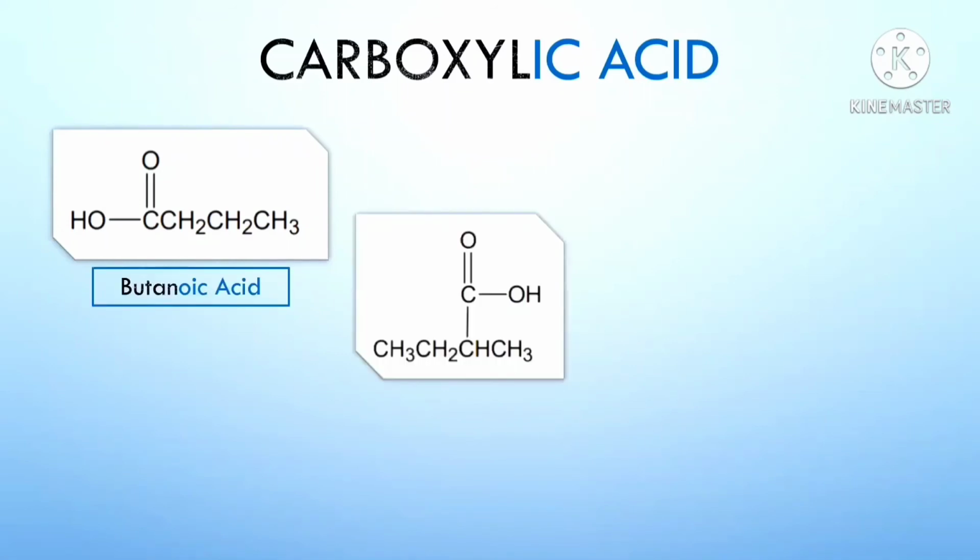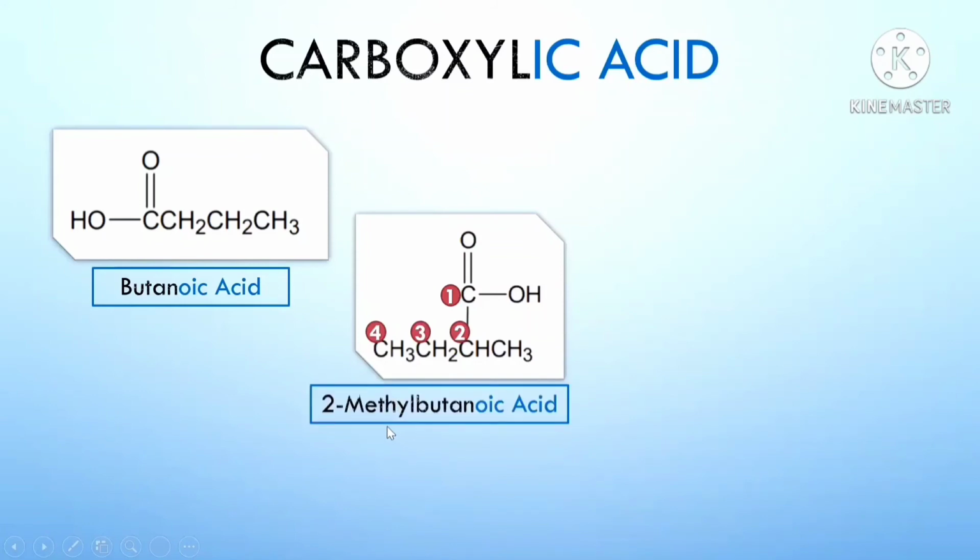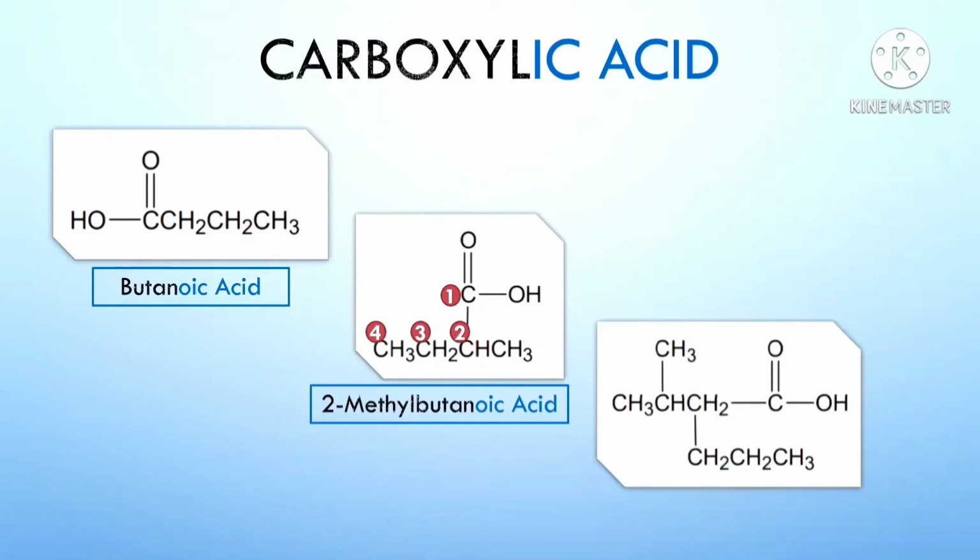In this molecule, let us determine the parent chain and number it starting from the carboxyl carbon. 1, 2, 3, 4. So it's a butanoic acid, and on carbon number 2, there is a methyl group attached to it, so the name is 2-methylbutanoic acid.